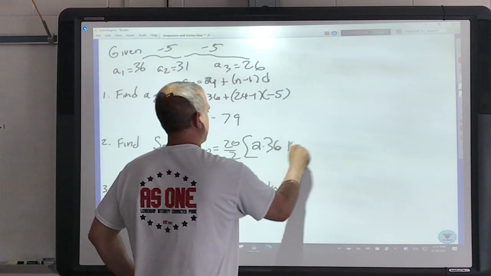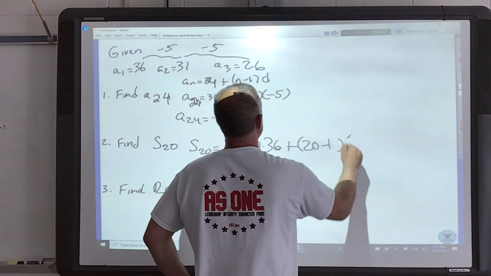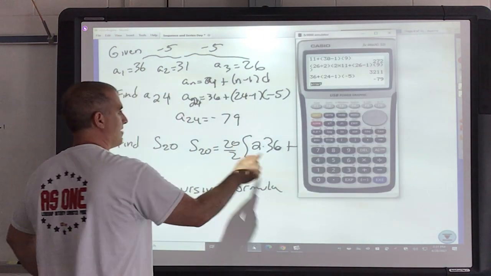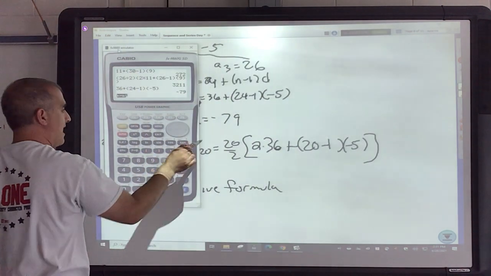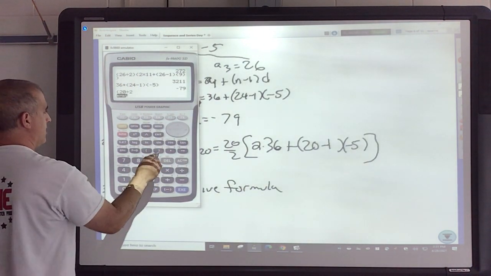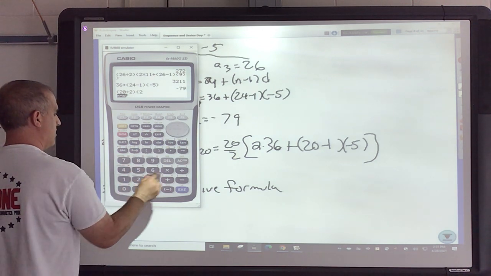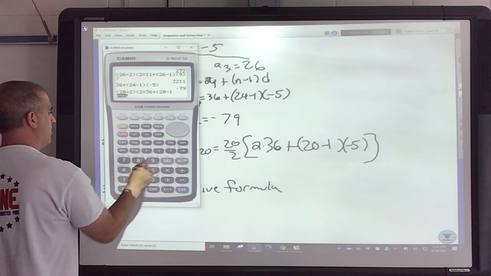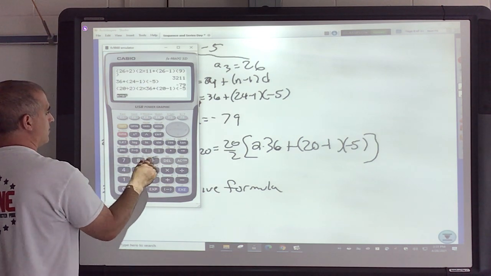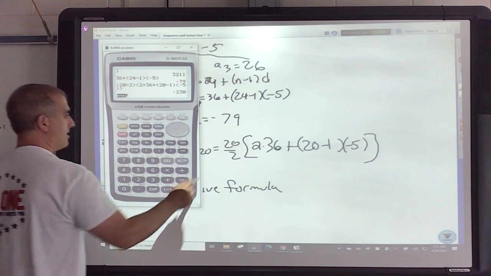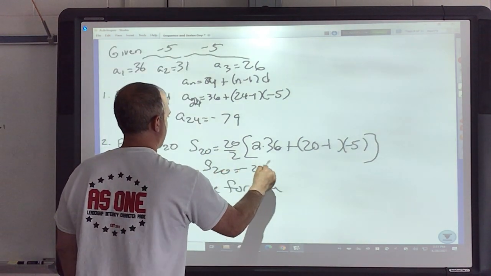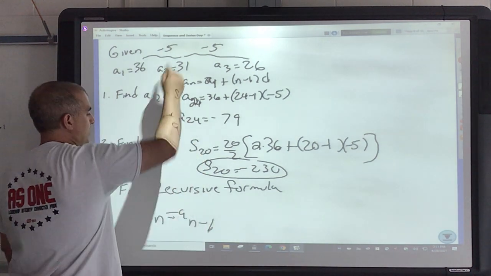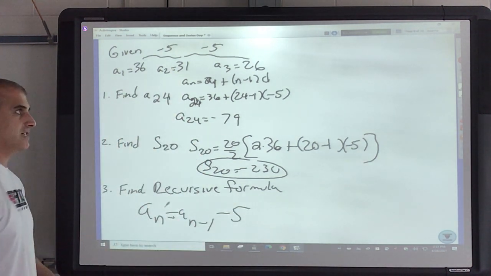The 20th term, the way that would set up, I would put 20 over 2 times (2 times 36 plus (20 minus 1) times -5), close the parentheses. Once again, remember, if you're going to type that in, make sure you do that. It's -230. The recursive formula, very simply, is what is the pattern? The pattern is -5.